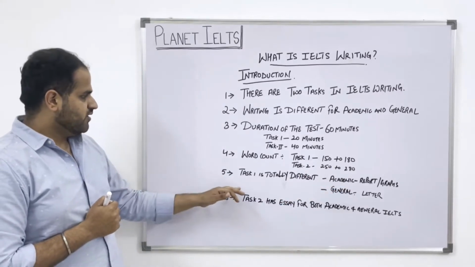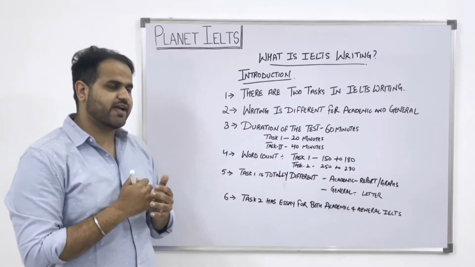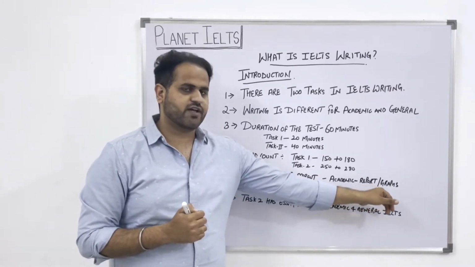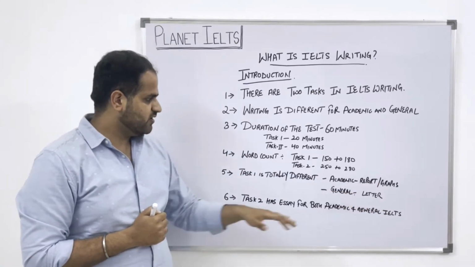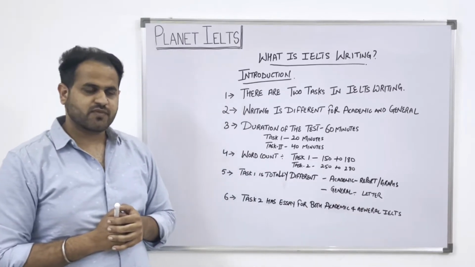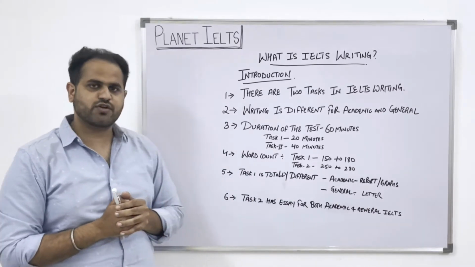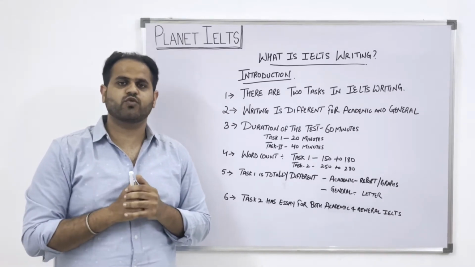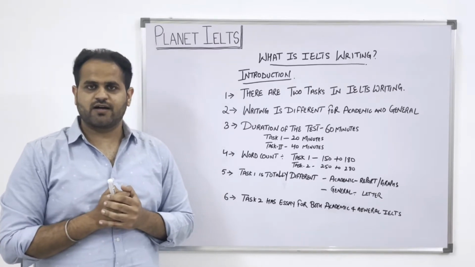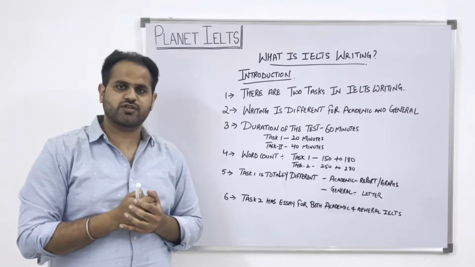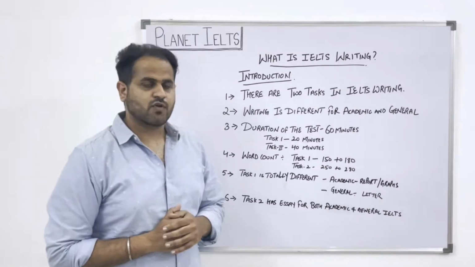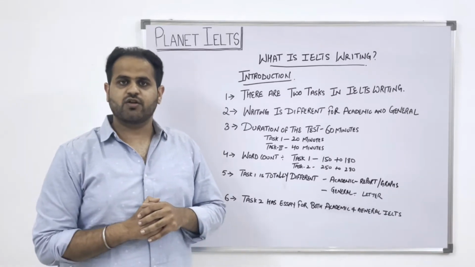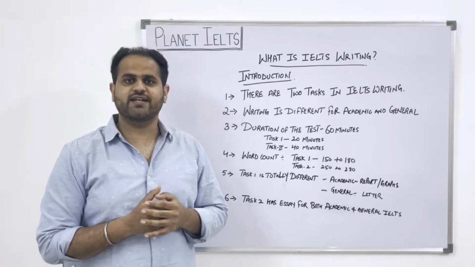Task 1 is different for academic and general. For the academic test, there is going to be a report or graph. However, for general, there are going to be letters. Task 2 has essays for both academic and general. However, the question will be different for both modules. General writing will have an easier question compared to academic writing. So these were the major 6 points that you need to know before you start your IELTS writing. Now let's move on to the second point, that is writing Task 1 academic.